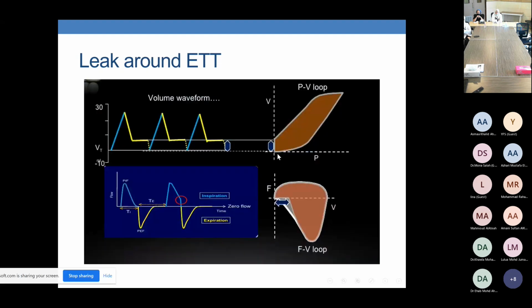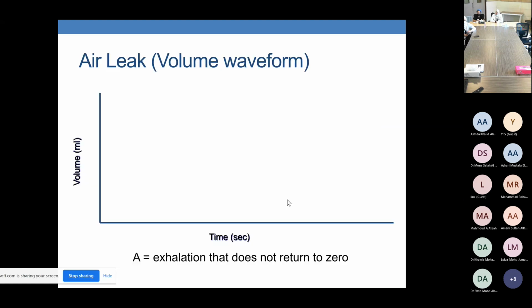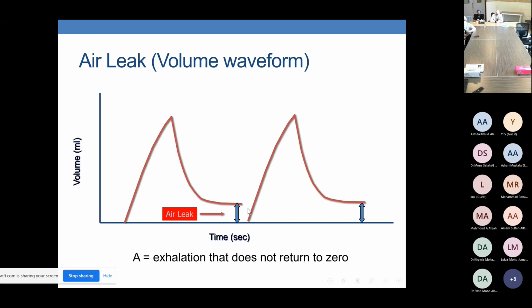What else, where can you also see the leak? From the pressure volume loop. It should start at 0 and should reach 0. If it is sharply dropping like that, this is a leak. Again, here from the flow volume loop, it should start at 0 and should reach 0. If it is cut here, it means that it is a leak. So there are many ways to find out if there's a leak around the ET tube. So the best place is the volume waveform.